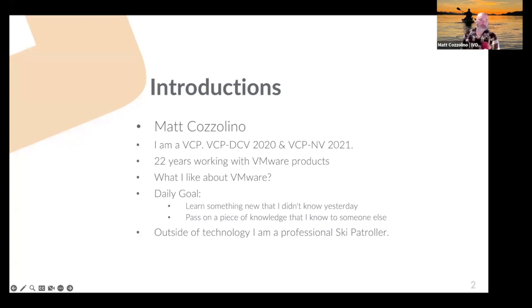I'm Matt Cozzolino. I've been a VCP for a handful of years now. I've been working with VMware basically my entire professional life. Everywhere I've been as an IT administrator, I've been using VMware. In general, I like VMware because it's actually fairly mature. They've got some cool virtual networking products. They've got some portability stuff. I find it to be a really, really neat product.